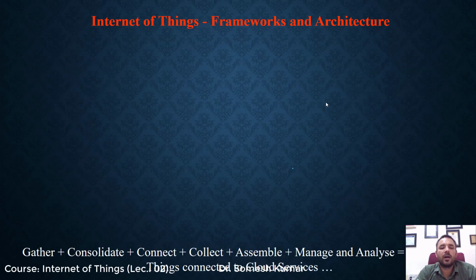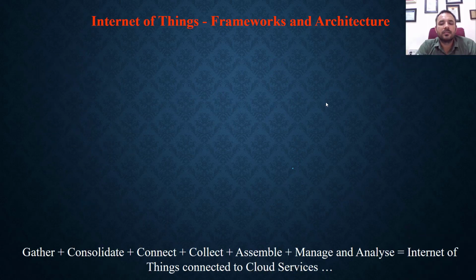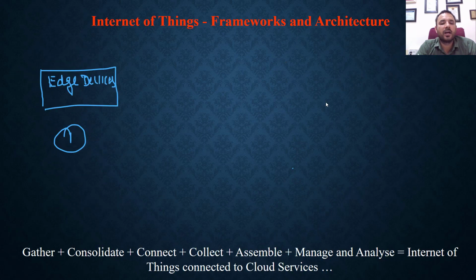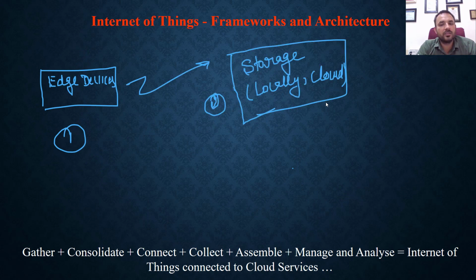Fine. The other architecture is the Internet of Things connected to cloud services. Basically there are four blocks. First one is the edge devices. Second one is your storage, which may be local or cloud storage. Here the edge devices combinedly consist of your IoT devices and their connection part. So all these things come into the edge devices. Now the second one is the storage unit, which may be local storage or cloud storage.